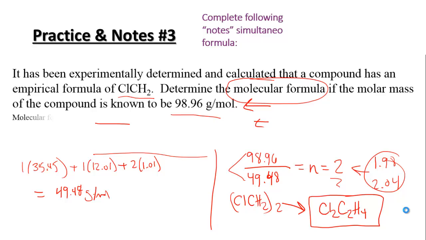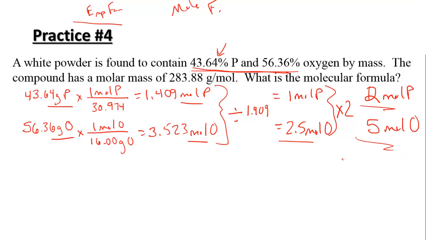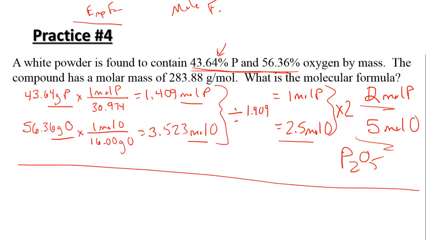So let me get back to it here. Okay, so because this is not a whole number, we're multiplying these both by 2. So we end up with 2 moles of P, and now we have 5 moles of O. So that right there is our empirical formula, P2O5.